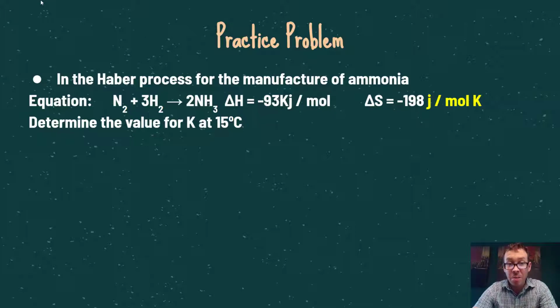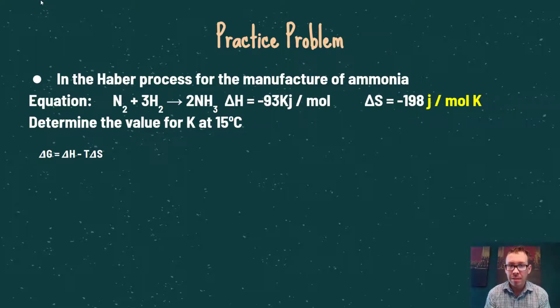Okay, determine the value for K at 15 degrees Celsius. Well, we can remember from the last equation that we looked at that there is a direct correlation between our Gibbs free energy and our value for our equilibrium constant. The problem is we don't have delta G, so we're going to have to calculate that. And we can do that by using the formula that we talked about last time, where delta G equals delta H minus T delta S.